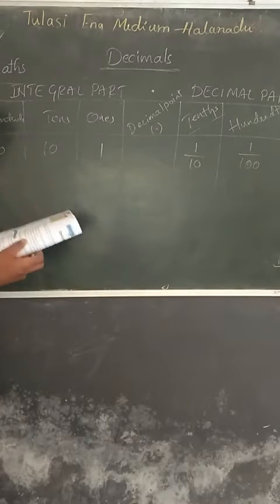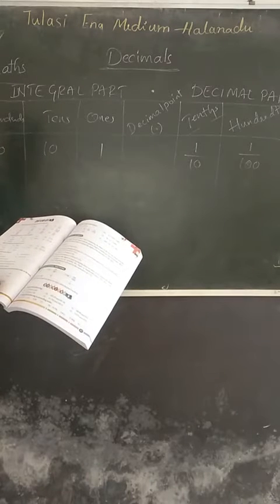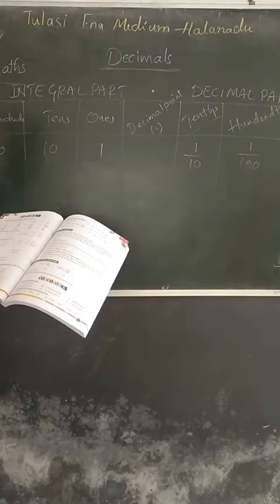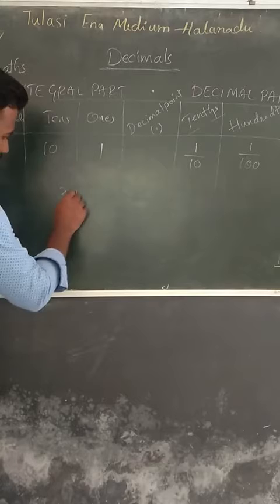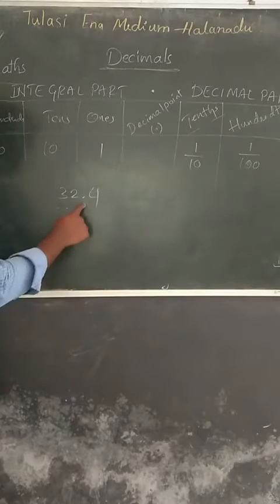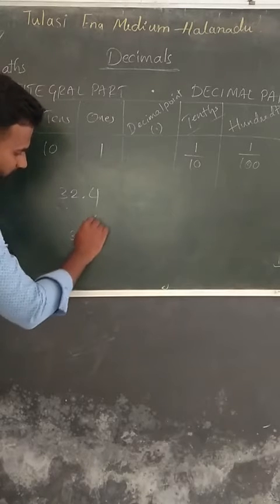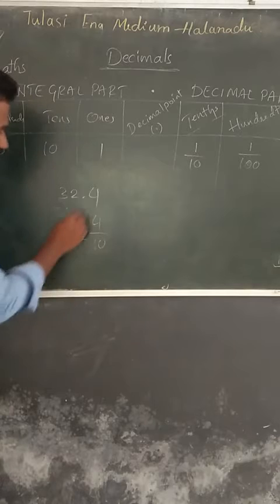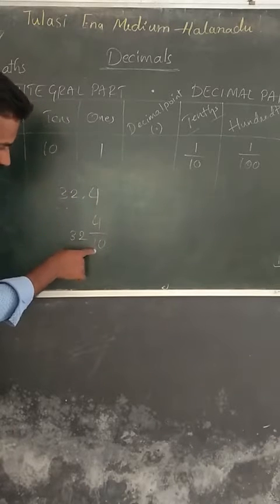Or from the exercise, 32.4. 32 is the whole number, you can write 32 whole 4 by 10. In the decimal part there is 4, and 4 is in the 10th place.